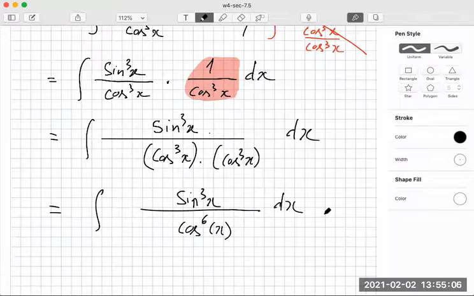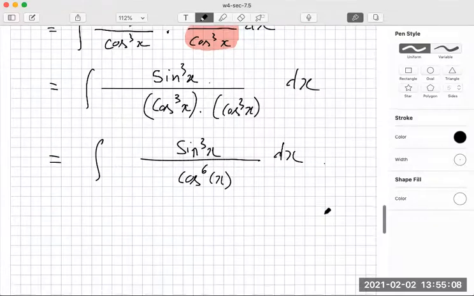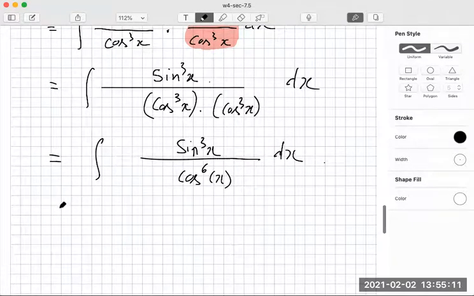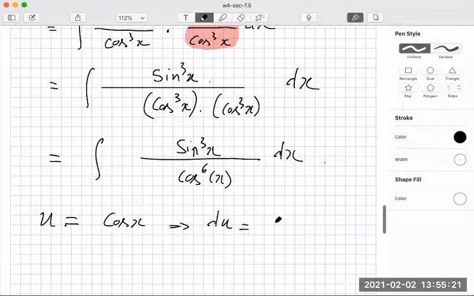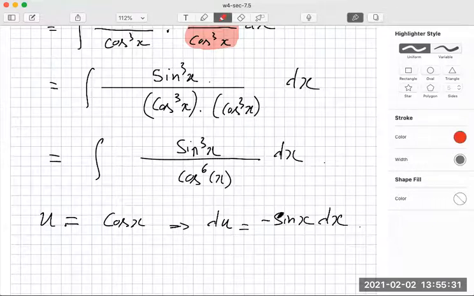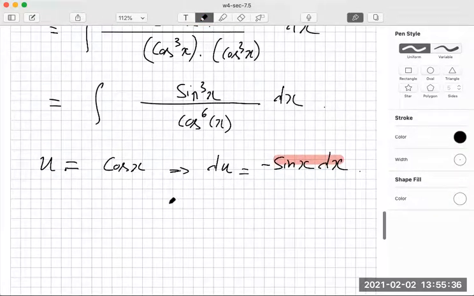Very good. We can do substitution, right? If we do substitution and we define u to be cosine x, then the relation between du and dx will be, very good. But here, negative sine x dx, we can write it in terms of negative du, right?